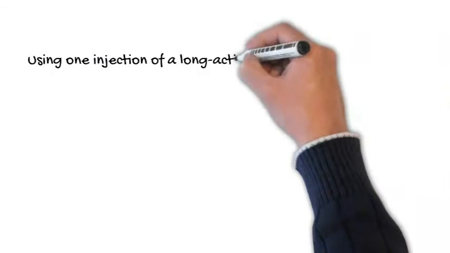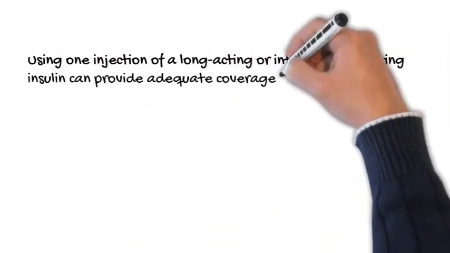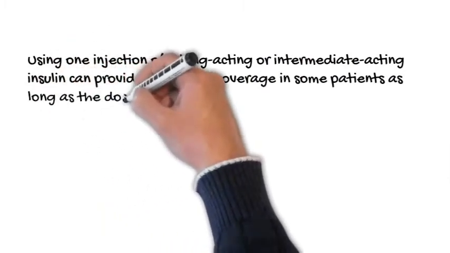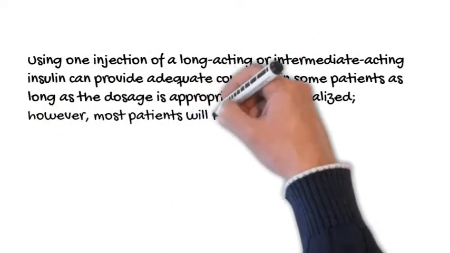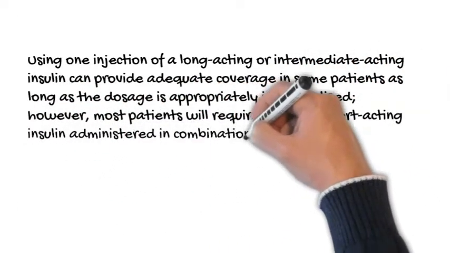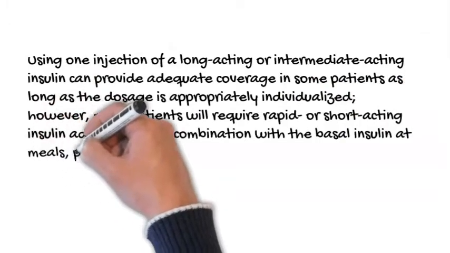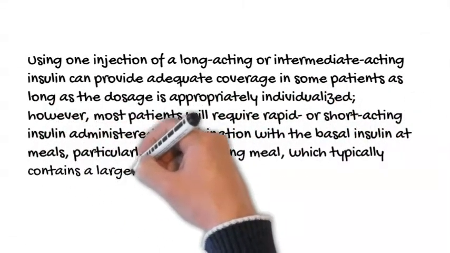Using one injection of a long-acting or intermediate-acting insulin can provide adequate coverage in some patients as long as the dosage is appropriately individualized. However, most patients will require rapid or short-acting insulin administered in combination with the basal insulin at meals, particularly at the evening meal, which typically contains a larger caloric load.